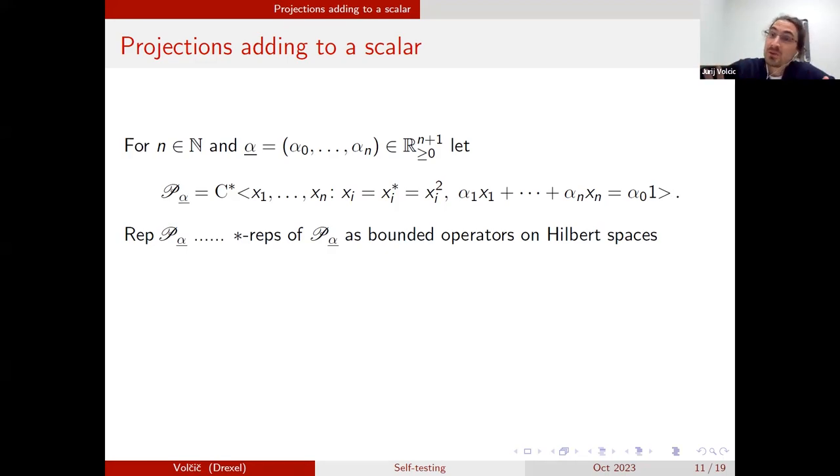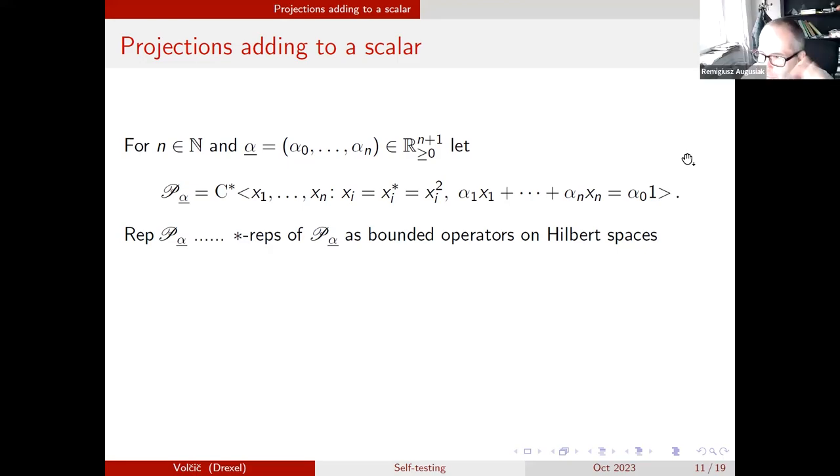Now, if you don't know what a C-star algebra or a universal C-star algebra is, don't worry, that's not the point. What we're really going to talk about in this talk is this second object, representations of this algebra. This is simply the collection of all tuples of projections that satisfy this relation, the star representations of the C-star algebra as bounded operators on Hilbert spaces. Essentially, I'm looking at the collection of all n tuples of projections that satisfy this linear relation.